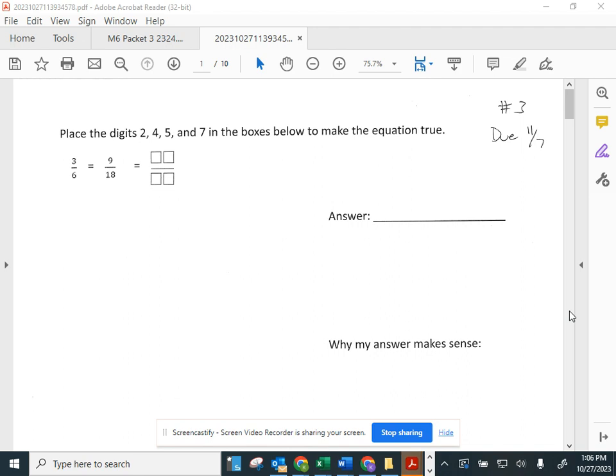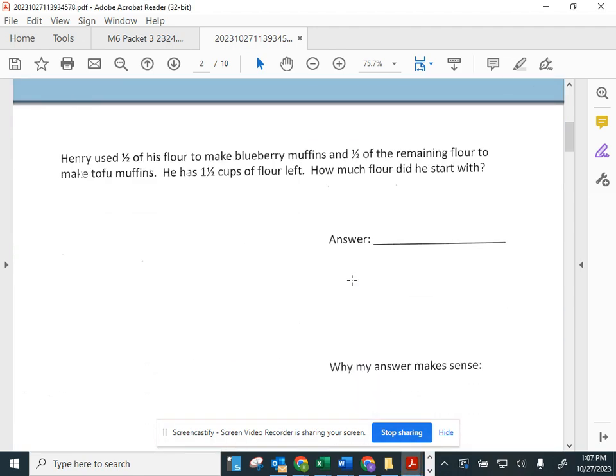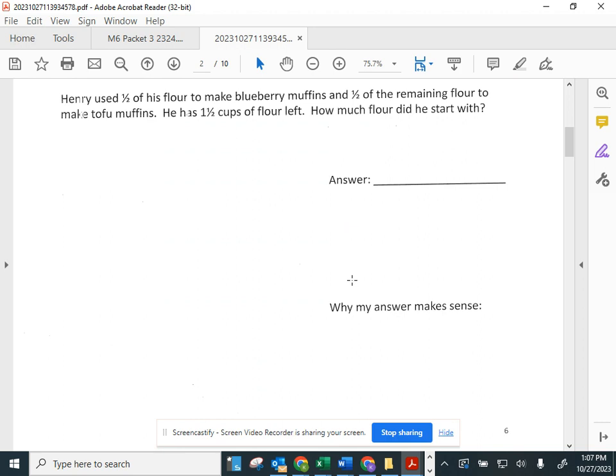Second page. Henry is in the kitchen baking. Ooh, Henry, I hope you bring these muffins in for us. So, Henry used half of his flour to make blueberry muffins and half of the remaining flour to make tofu muffins. He has 1.5 cups of flour left. How much flour did he start with?